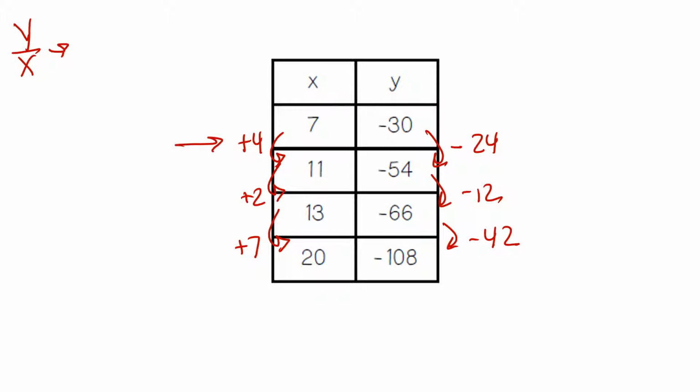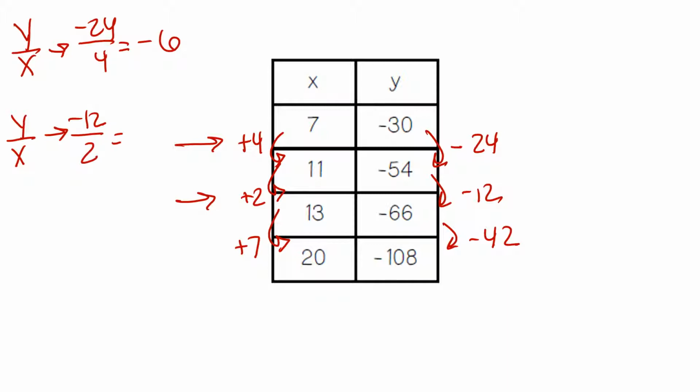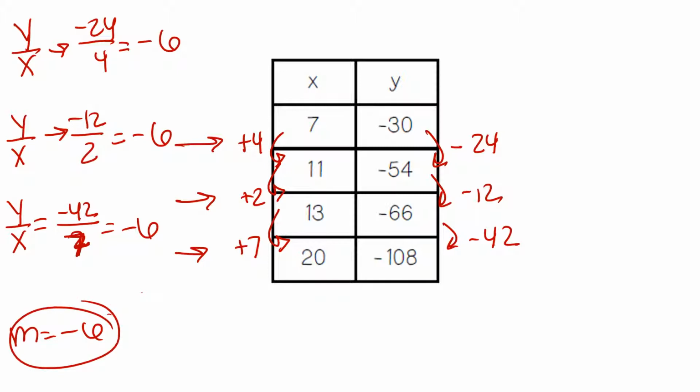I can start with the first answer, negative 24 and 4. Negative 24 divided by 4 is negative 6. If I chose to use the second column, negative 12 and 2, negative 12 divided by 2 is negative 6. Or you can use the last column, negative 42 over 7, which is going to give us a negative 6. Either way, the m value, the slope, also called the rate of change, is negative 6.